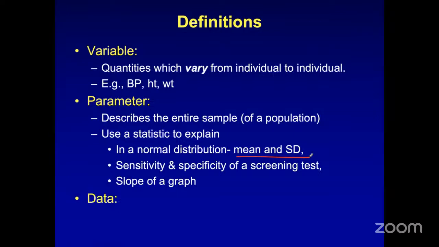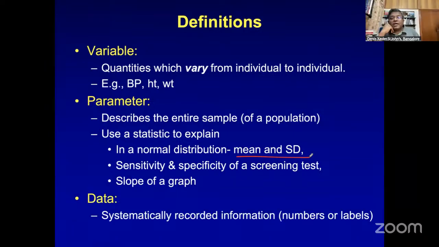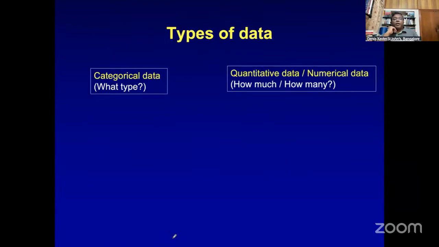What is data, therefore? Data is something that is systematically recorded, either as numbers or labels. The word data is plural and the singular is actually datum. We rarely use the word datum. Anyway, let's move on now.